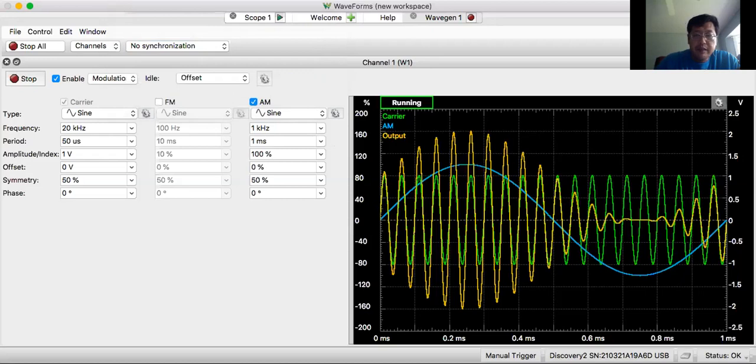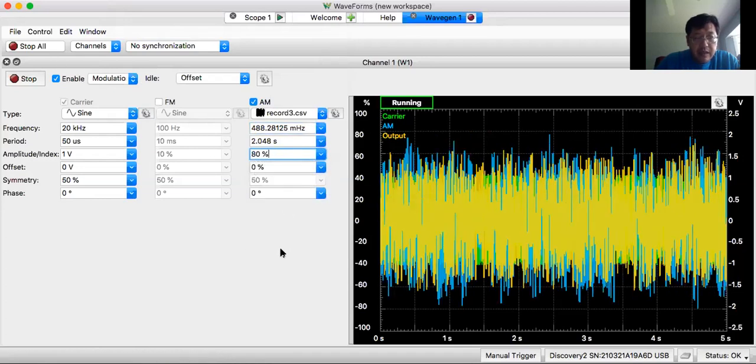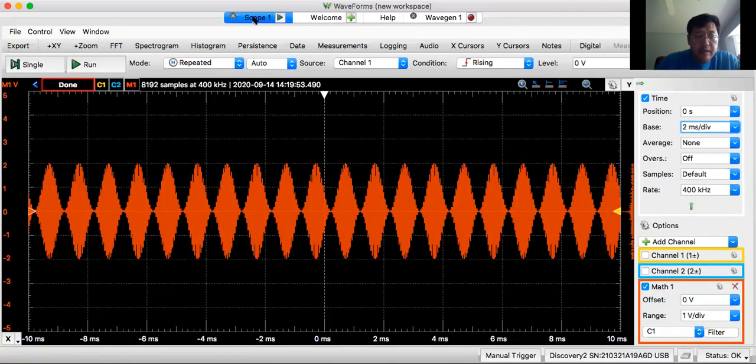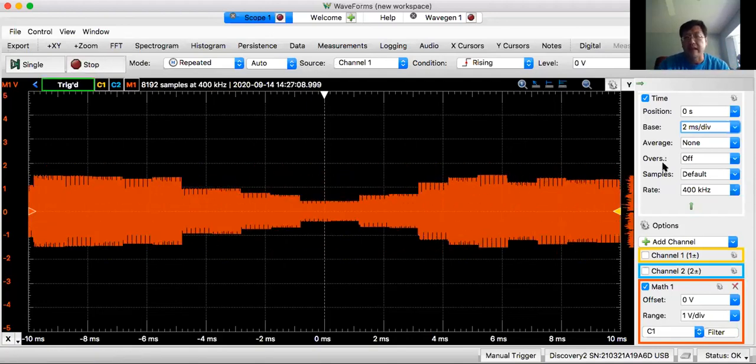So now the song is loaded up. This music is right here. So I will just say, okay. I will use this to modulate. So a modulation index, I will change it to 90%, 80%. So now I'm ready. The wave generating part is ready. Okay, this is what AM signal looks like.